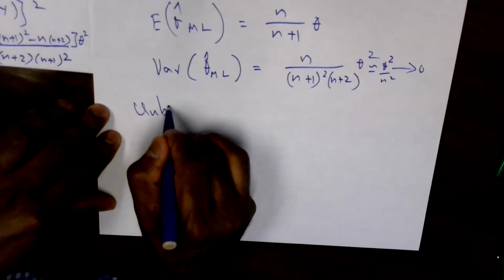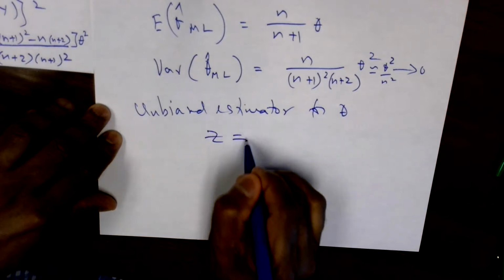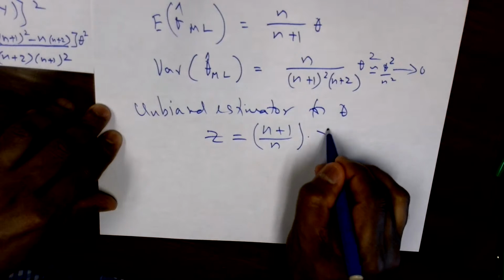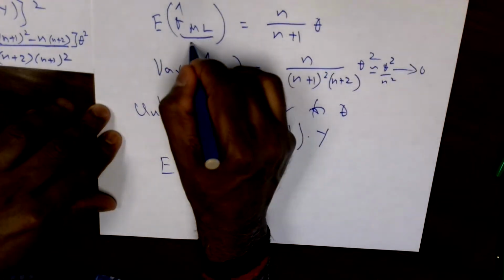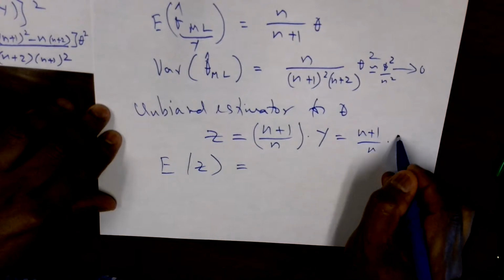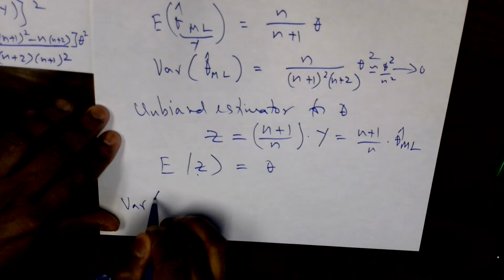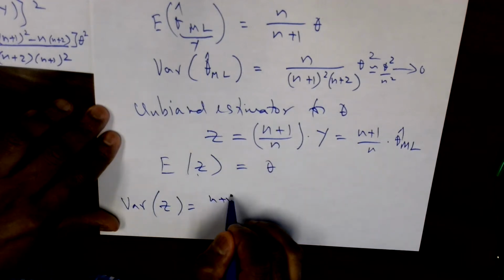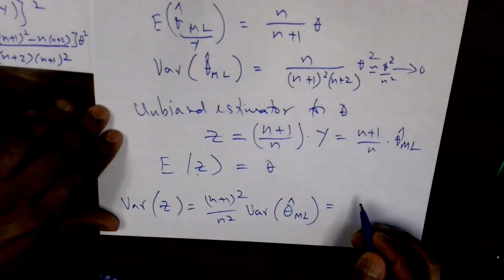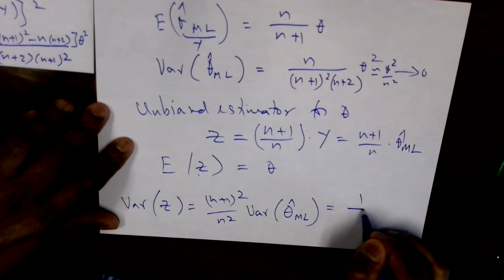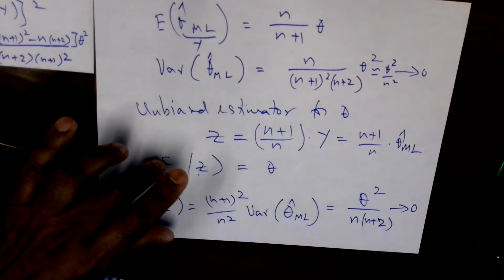Now if you want an unbiased estimator, we can also find that. It won't be the maximum likelihood estimator. So if you define z to be, as I said, n plus 1 over n multiplied by y, where remember y is theta hat ML, you can see the expected value of z is theta, so we have an unbiased estimator for theta. The variance of z is the constant (n plus 1) squared over n squared multiplied by the variance of y, which is the variance of theta hat ML. So if I substitute it here, this also goes to 0. So if you want an unbiased estimator, you pick this.